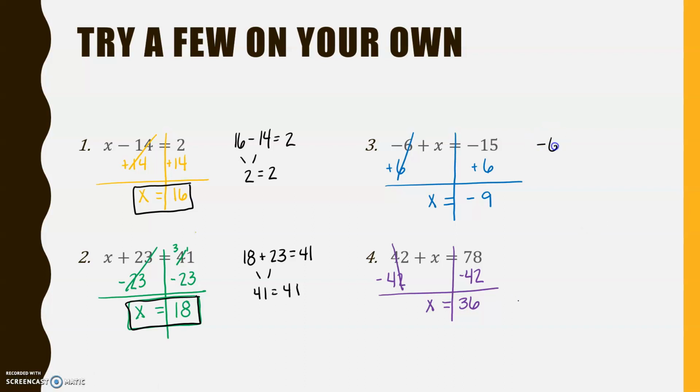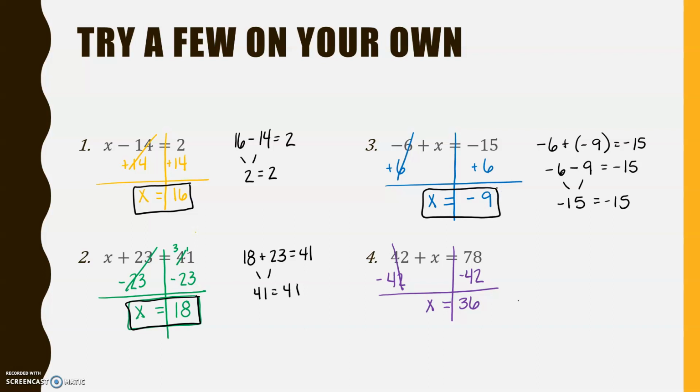So if we get negative 6 plus negative 9, let's check and see if we get the right answer. Negative 6 minus 9 equals negative 15. This would give me negative 15 equals negative 15. So that means that this is our correct final answer.